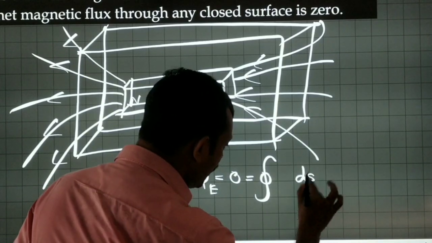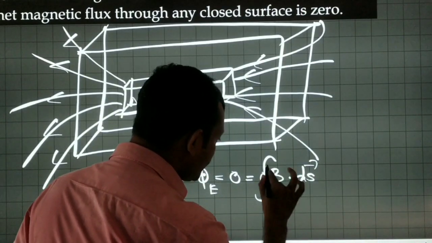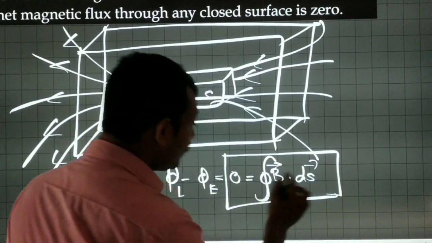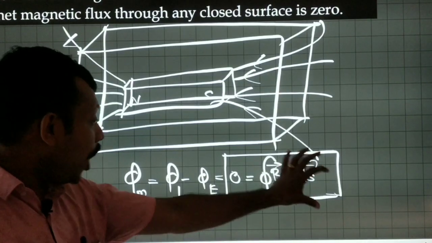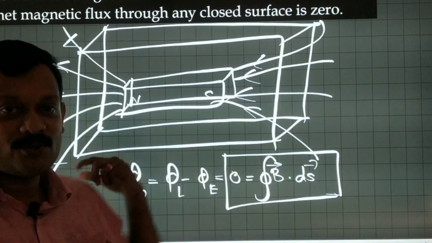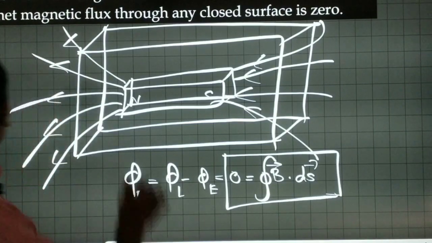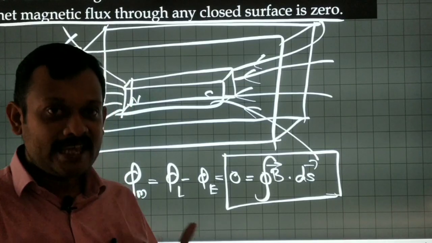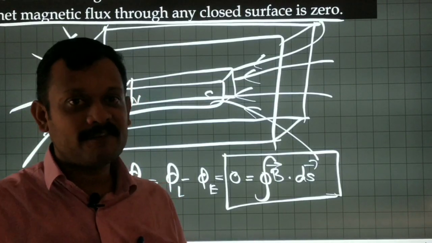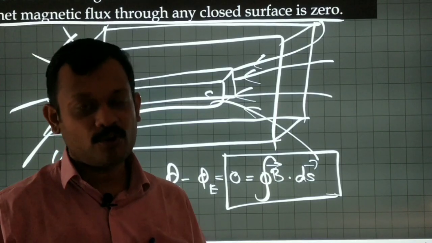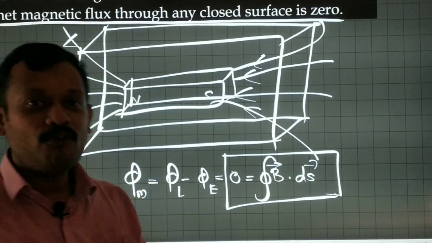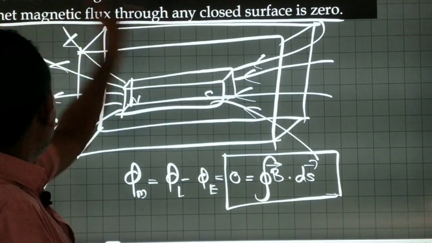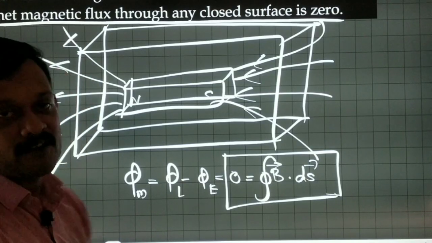There we got E dot ds. Here I will write B dot ds, and you can see that the closed integral of B dot ds is equal to 0. So that is what the law says. The net magnetic flux through any closed surface is 0. This is Gauss's law for magnetism. Gauss's law for magnetism states the net magnetic flux through any closed surface is 0.